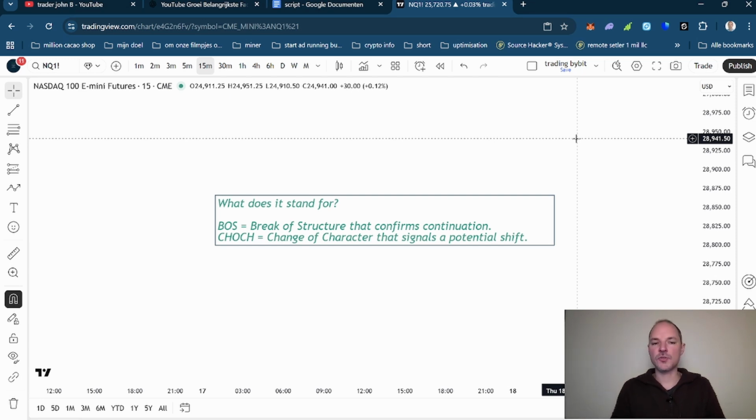A change in character, or a CHOCH, stands for change in character. This is a signal that the market has a potential shift in structure. That means that the market is actually heading back in a reversal pattern.